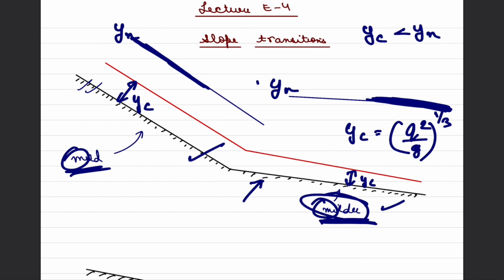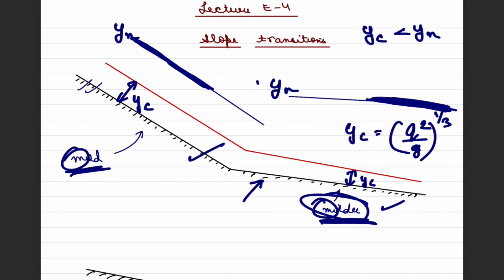Now the question is that it was flowing here and now it is going here. How should this transition take place? Or, if we are trying to understand whether a gradually varying flow is possible, or this transition has to be of some form of rapidly varying flow. That is the question that we are trying to answer here.